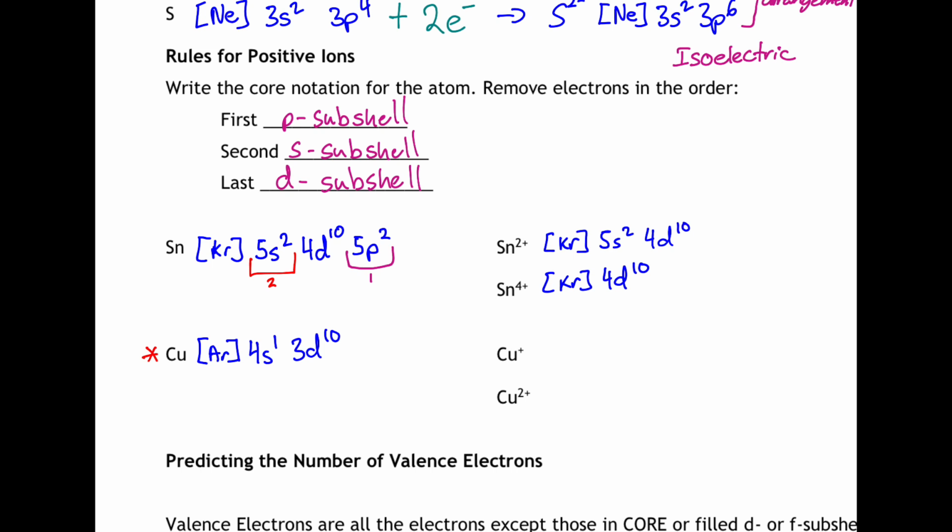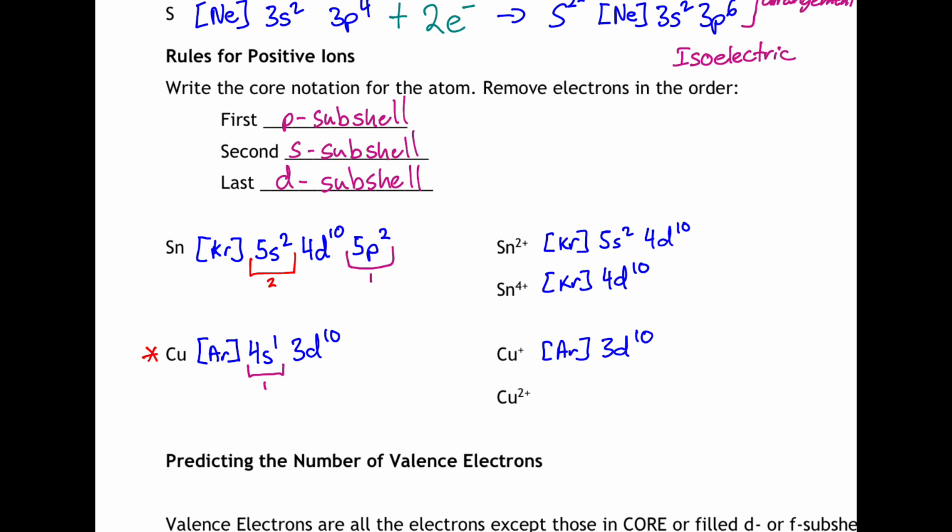So for the first one, we can grab that s orbital as the first one to pull. So the first one to pull is definitely this one, and that gives us our 1 plus charge of copper. So this will give me argon and just 3d10. So that's the stable copper 1 arrangement.